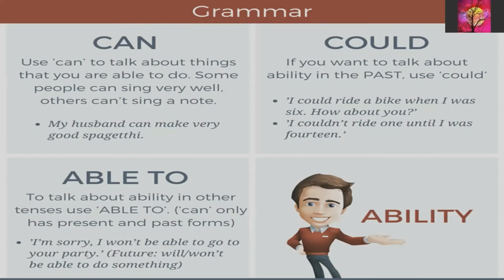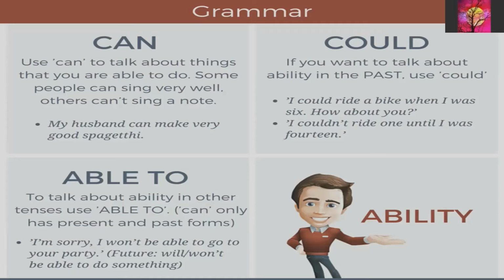For example, when I say my husband can make very good spaghetti, this means I am talking in the present tense. I could ride a bike when I was 6. This shows that in the past I could ride a bike. So I use could. And when I use able to, I am sorry, I won't be able to go to your party. So this is something in the future.